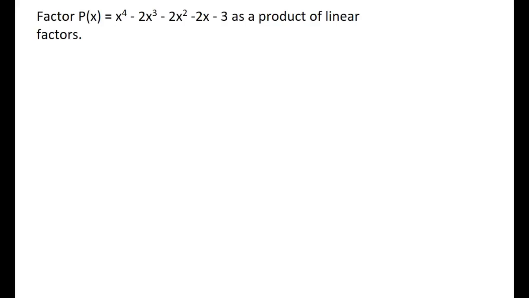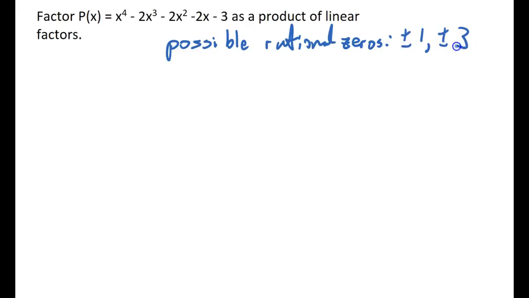Last example. So let's factor this polynomial. What do we know? Well, all we can do is use our rational zero theorem, which says that any possible rational zeros are going to be all the factors of this constant divided by all the factors of the lead coefficient. So possible rational zeros are going to be plus or minus 1 and plus or minus 3. Okay, so let's try 3.